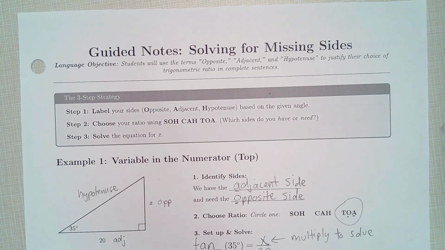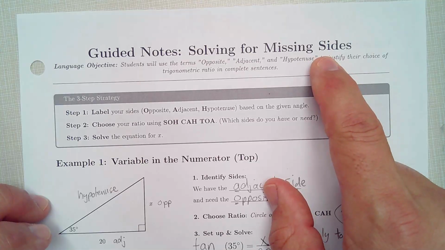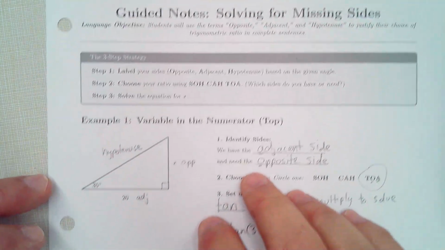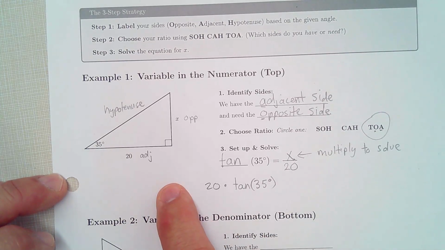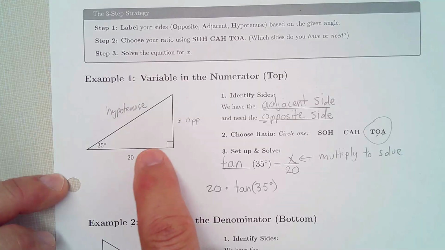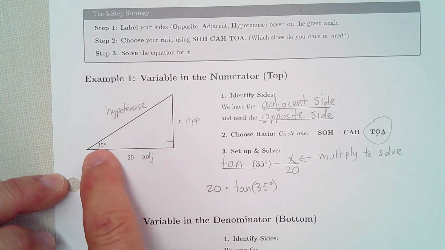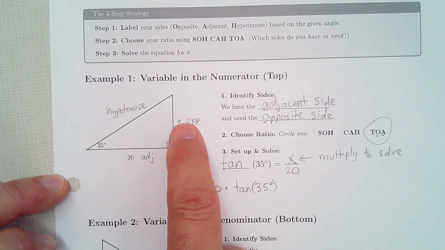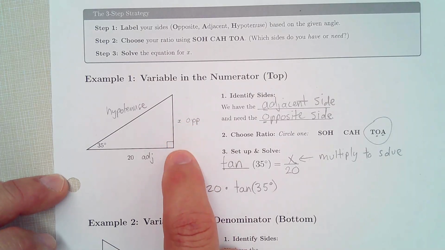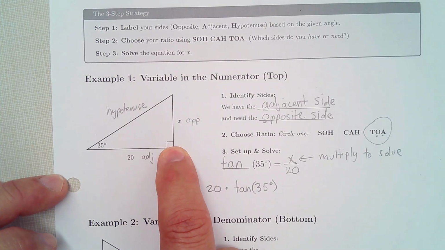All right, guided notes for solving missing sides. In this situation, and you can have this paper to follow along, we're given an angle of 35 degrees and a side of 20, and we're asked to find that other side here. Now, the key is that this is a right triangle, and we could use trigonometry.